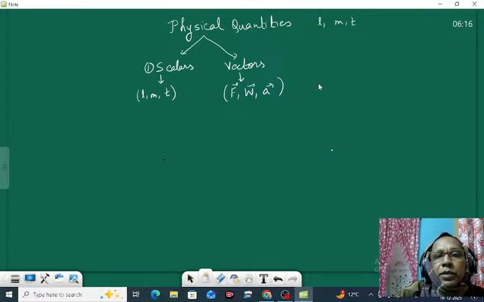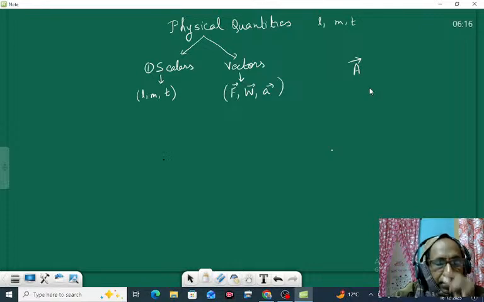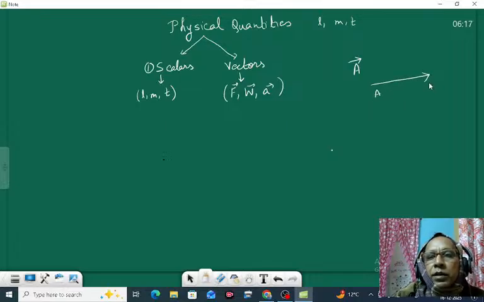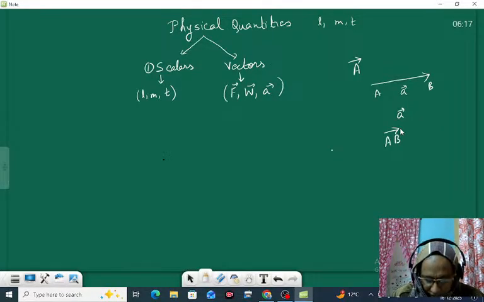Vector quantities are represented in this way. Suppose vector A, we represent this vector A in this way, right? Suppose this is a vector. The length of the line AB says the magnitude of the vector, and the arrow shows the direction of the vector. In this way, we can represent vectors. Or suppose small a, this is vector A, we can write vector AB, vector A to B. And if we want to find the magnitude, we say it in modulus.